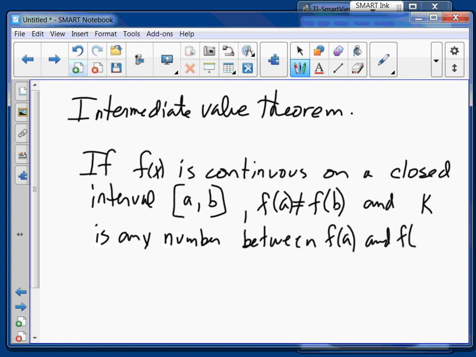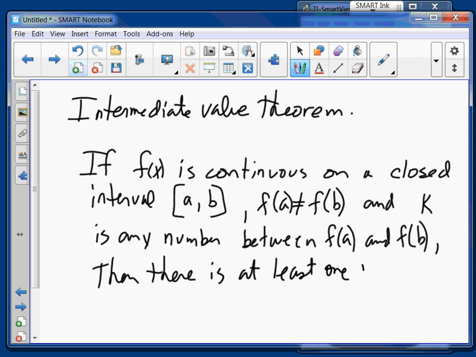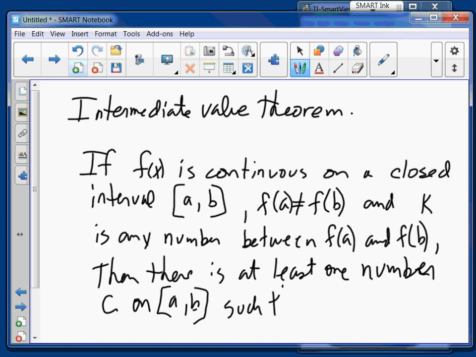Then there is at least one number C on the interval A to B such that f of C is equal to K. Isn't that awesome?